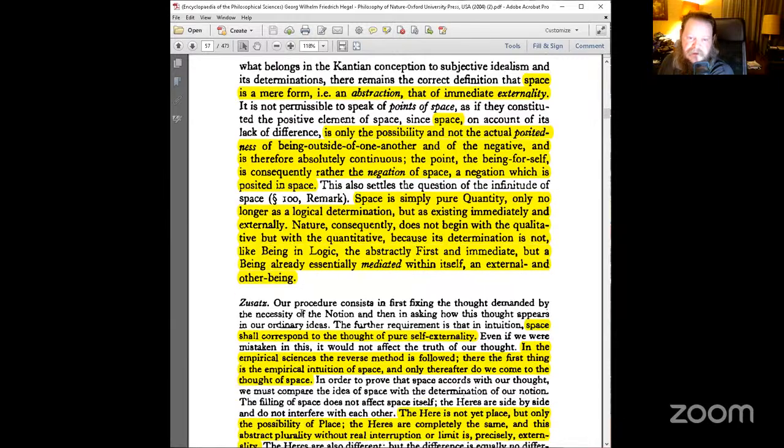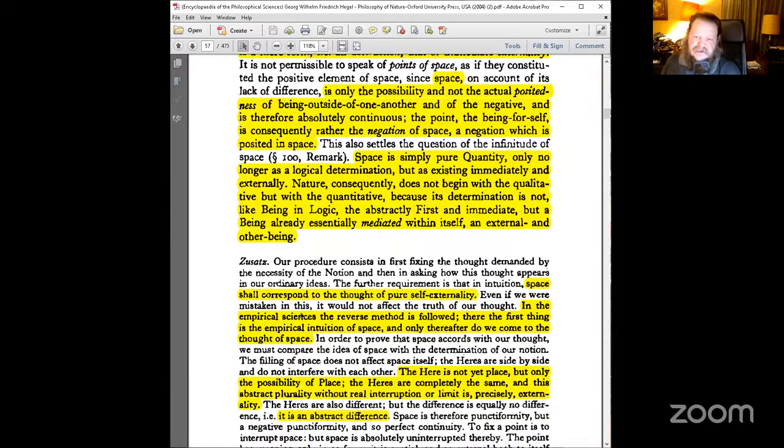And he talks here. He says space is simply pure quantity, only no longer as a logical determination, but as existing immediately and externally. So basically, in reality, nature consequently does not begin with the qualitative, but with the quantitative, because its determination is not like being in logic, the abstractly first and immediate, but a being already essentially mediated within itself, an external and other being. Okay. This is connecting back to what the absolute idea is and what its truth is in nature.